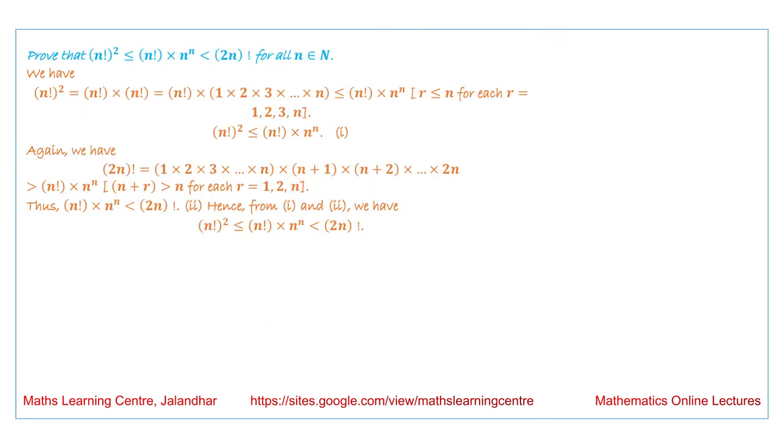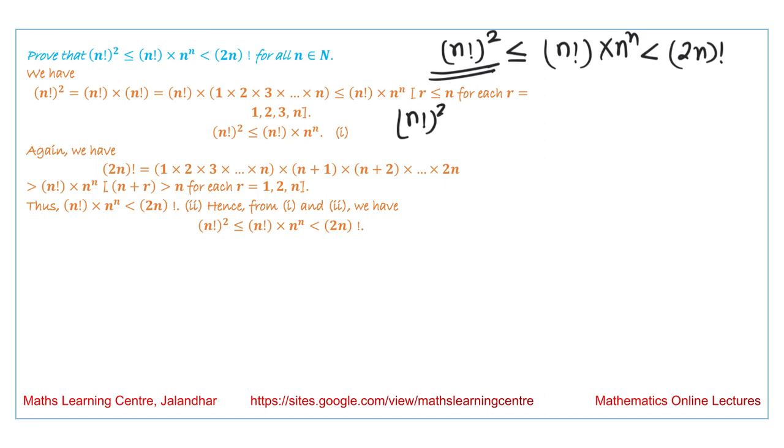Next, we have to prove that n factorial squared is less than or equal to n factorial into n raised to the power n, and it is less than 2n factorial. So we start with this term, n factorial squared, which is equal to n factorial into n factorial, which is equal to n factorial into n minus 1 and so on up to 3 into 2 into 1.